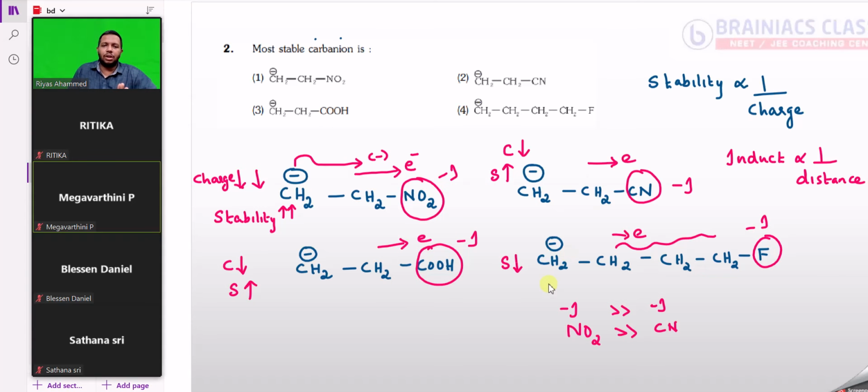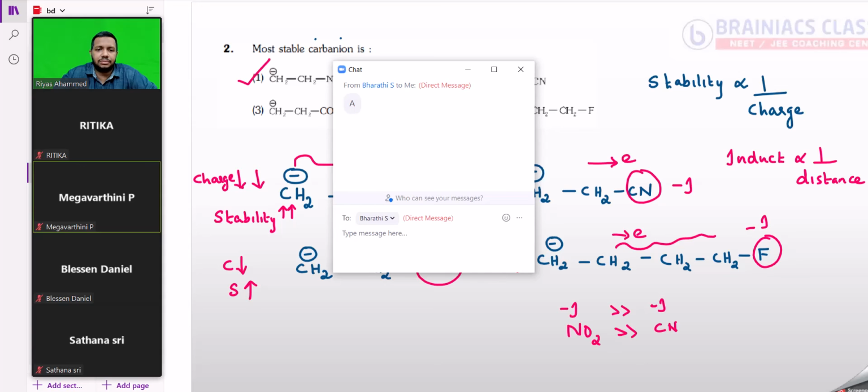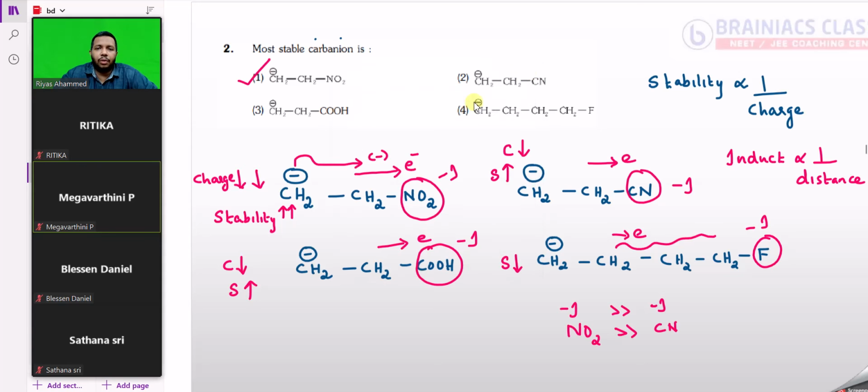So among all the options, nitro group, cyanide group, COOH group and fluorine group, who has the maximum minus I effect? Nitro group. So I can easily say the most stable carbanion is option 1, which is the correct answer. Is this clear for everyone? So this is a question intended to check whether you are able to compare the minus I effect for different groups or not. This is what they want to check. Okay. So I hope it is clear for you.